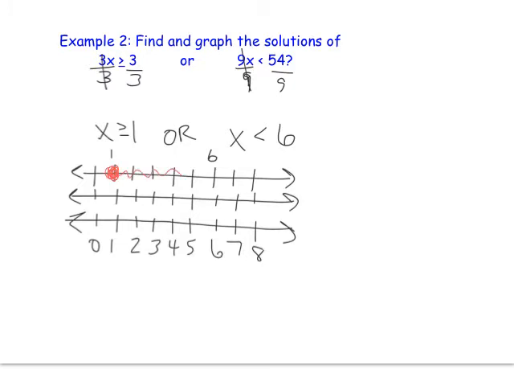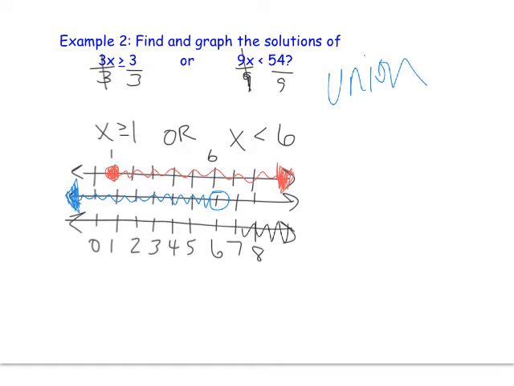Closed point, everything to the right because it's greater than, including the arrow. For the second one, x is less than 6, open point, shade everything to the left, including the arrow. And for the overall solution, everything that is greater than or equal to 1 or everything that's less than 6, we're looking for the union of these. Everything that was graphed on either one gets transferred to this final graph.